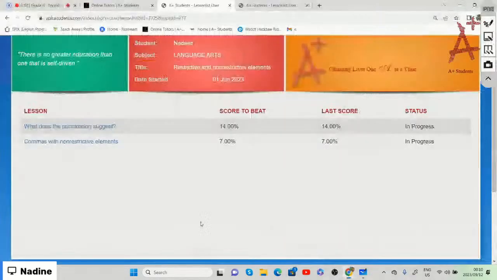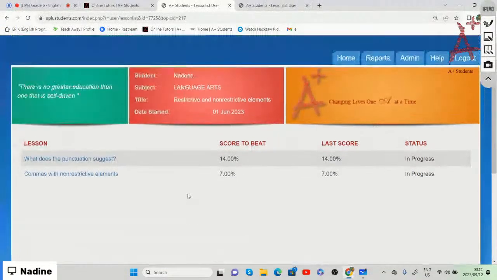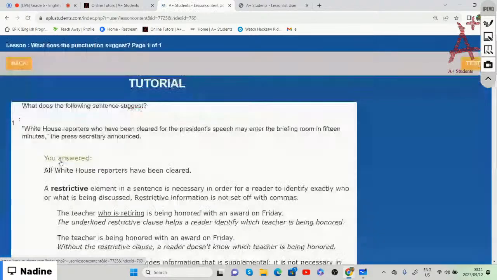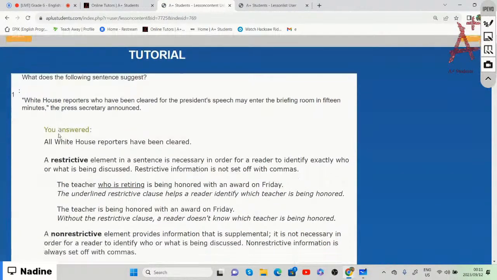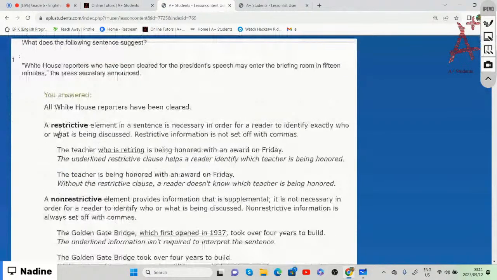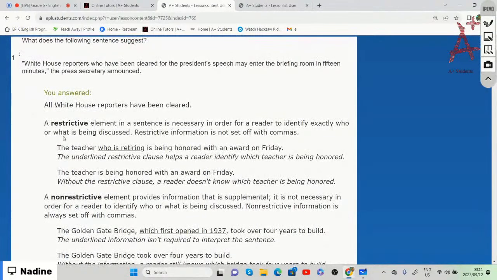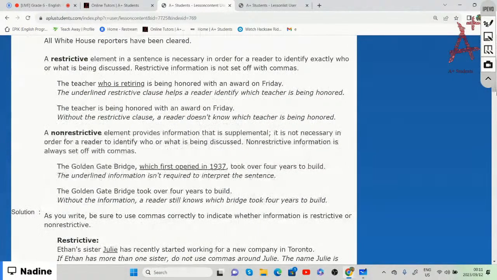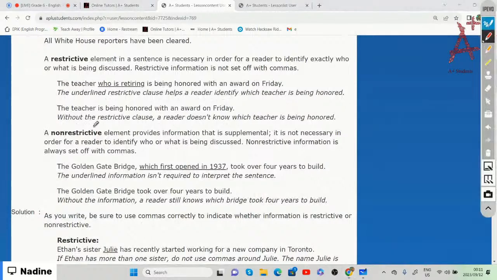All right, so let us go over to our tutorial page, and we're first going to go into the lesson that says, what does punctuation suggest? And this is now based on the restrictive and non-restrictive elements. Okay, a restrictive element, and we're going back now.